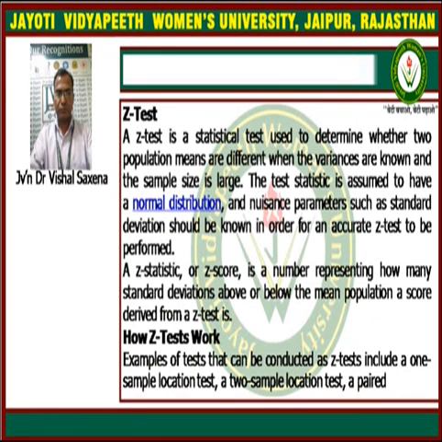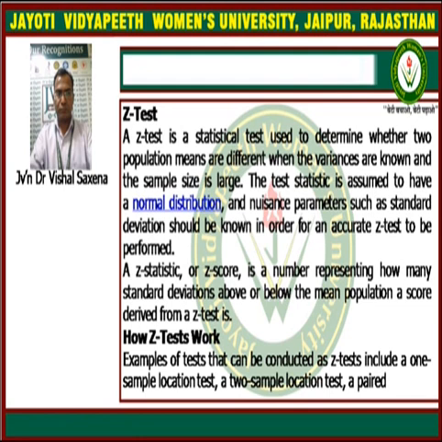Now next we take the Z test. A Z test is a statistical test used to determine whether two population means are different when the variances are known and the sample size is large. The test statistic is assumed to have a normal distribution, and nuisance parameters such as standard deviation should be known in order for an accurate Z test to be performed.